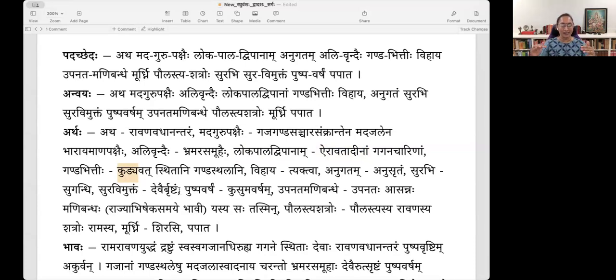Because an ordinary elephant itself is very huge, and a diggaja will be much bigger than an elephant. Even a small elephant's cheek itself is like a small wall. Then imagine how huge a diggaja would be. Sthitani, gandasthalani, vihaya, tyaktva, anugatam, anusritam. It is being followed by these bhramara. Surabhi sugandhi suravimuktam devaihi vrishtam.